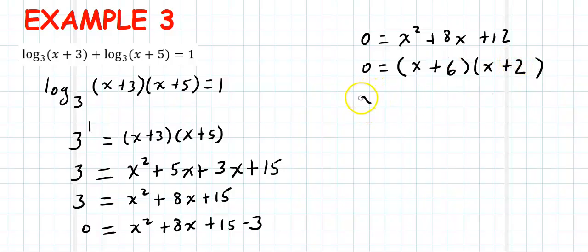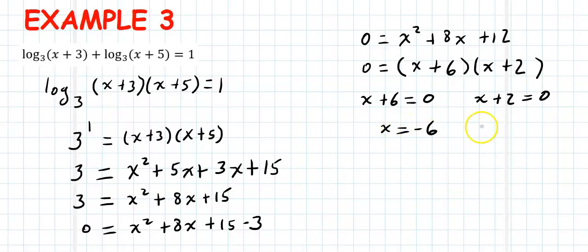So the possible solution is x plus 6 equals 0 or x plus 2 equals 0. In the first case, x equals negative 6, and in the second case, x equals negative 2. In this case, if we substitute negative 6 in the original equation, the argument is negative. So the logarithm, the argument can't be negative.